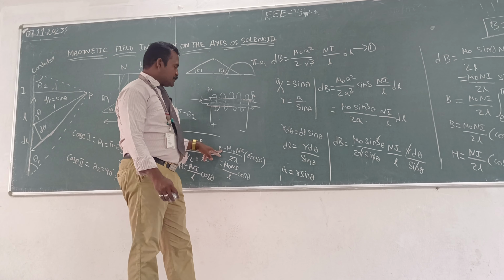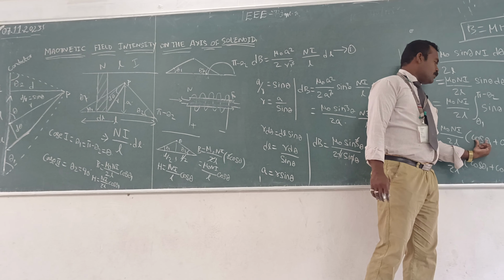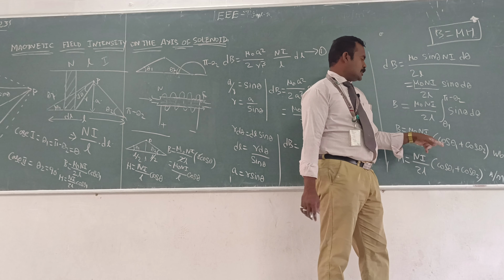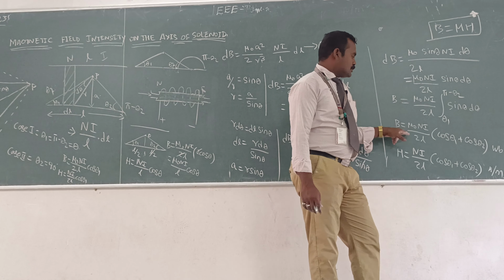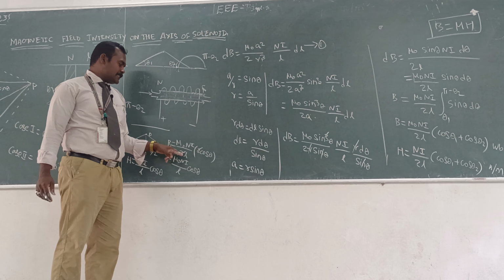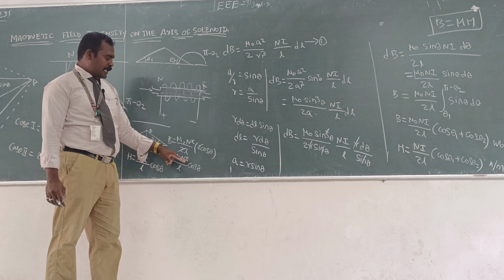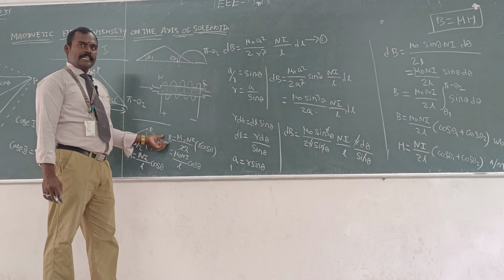So if you substitute theta 1 and theta 2, both being equal, in the total expression, it means cos theta plus cos theta, so 2 cos theta comes, and the 2 and 2 get cancelled. So what will come, as I have written here, the 2 gets cancelled. So the resultant magnetic flux density is mu naught N I divided by L into cos theta. That is case 1.